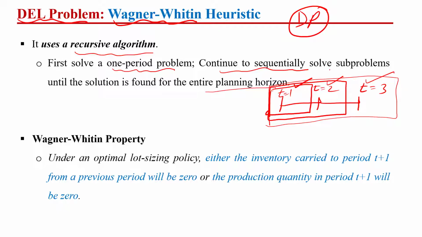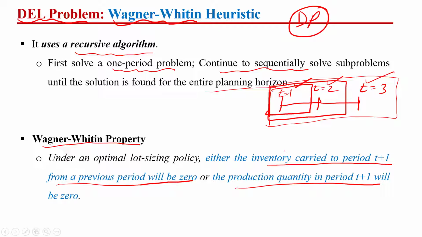So basically, the ultimate idea behind dynamic programming is that we divide the larger problem into smaller problems, and we solve those smaller problems in order to get the optimum solution. The Wagner-Whitin property while solving the dynamic lot sizing problem is that either the inventory we are carrying from the previous period will be 0, or the production quantity, or you can say the order quantity, will be 0.